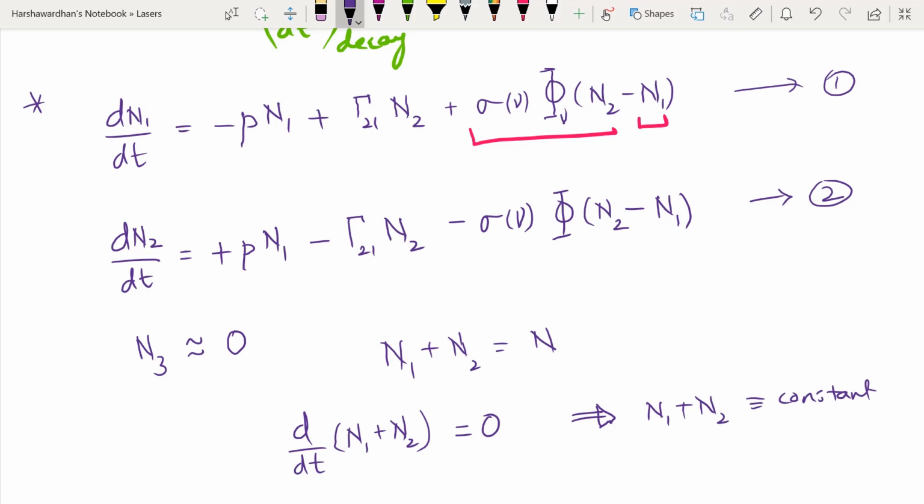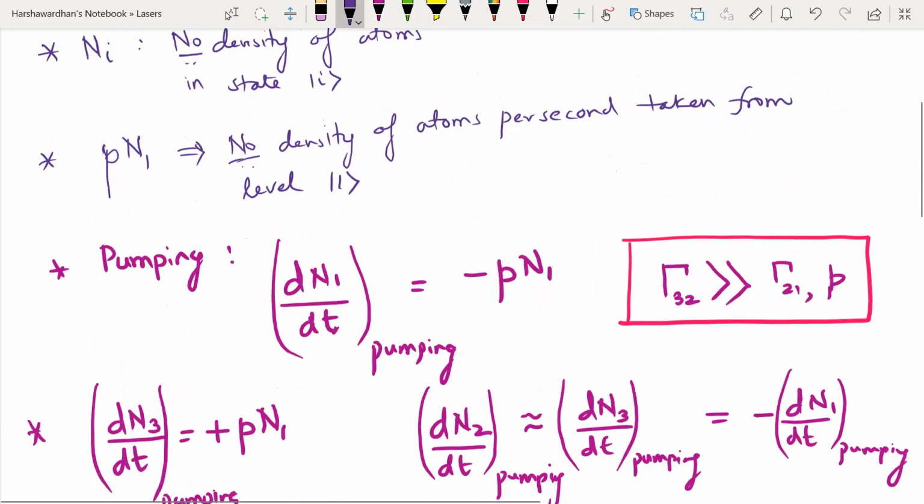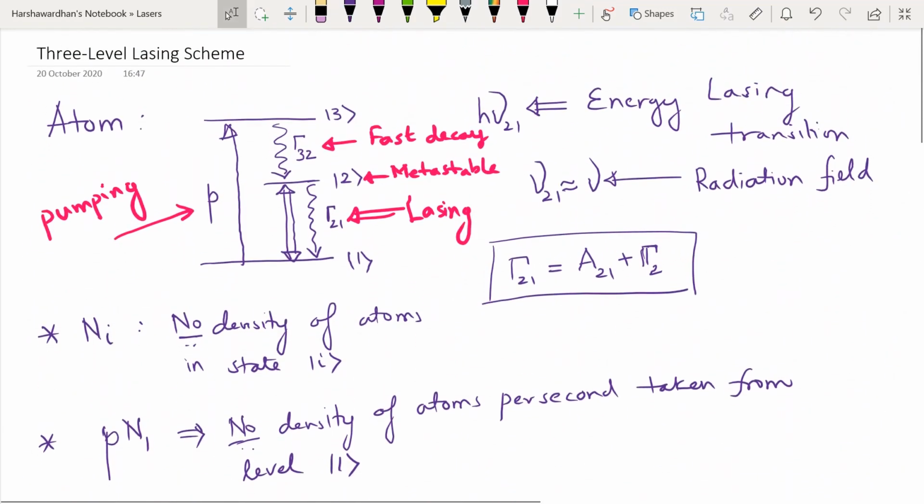And we know what that constant is. That is simply the total number of active atoms. All right, so just a point to emphasize, two issues. One is that gamma 32 is a fast decay. How does this decay happen in typical active media? This decay happens due to non-radiative processes.